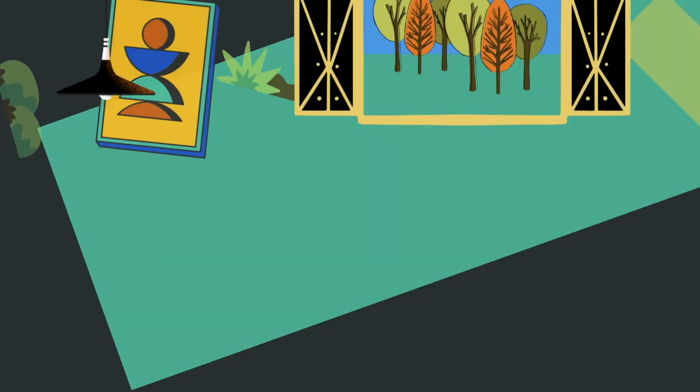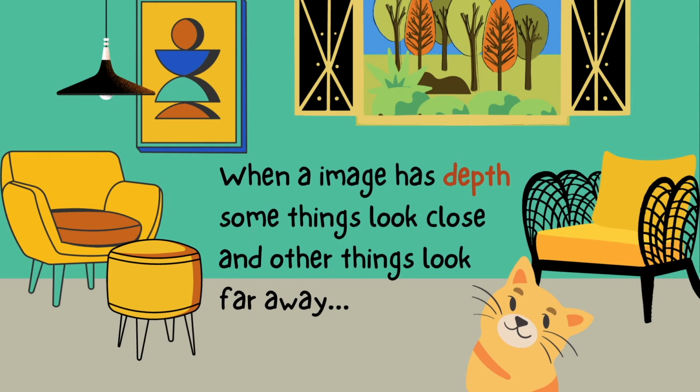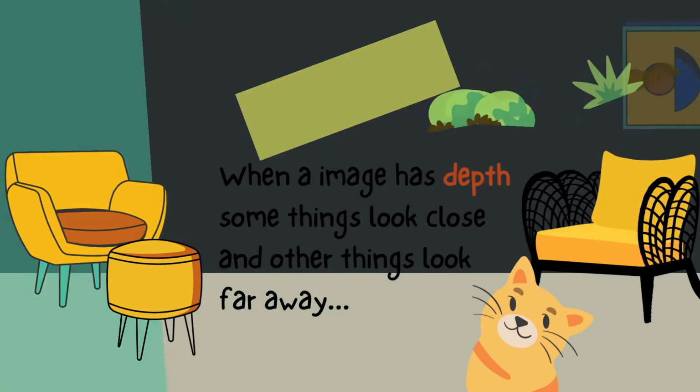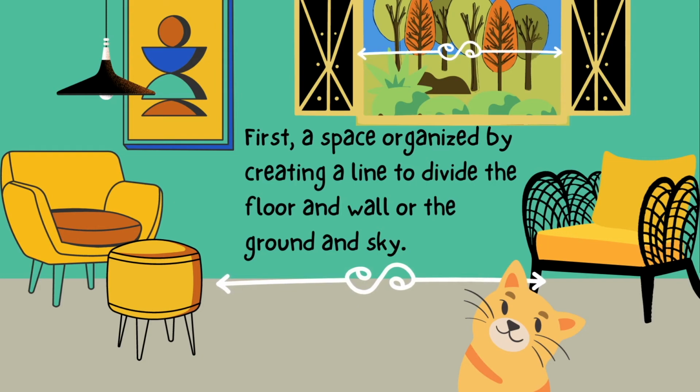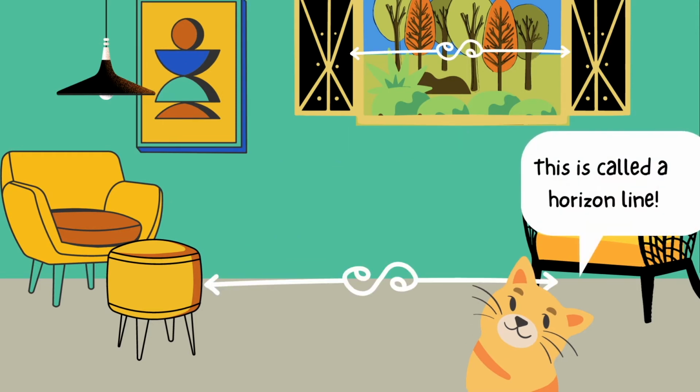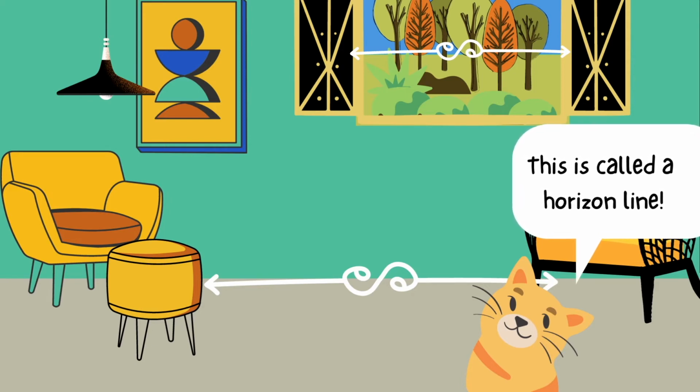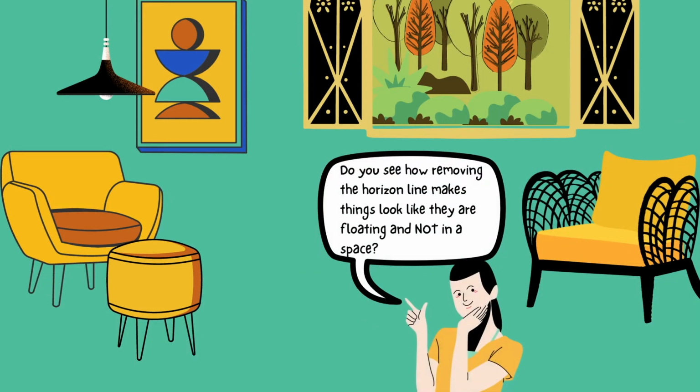Finally, let's talk about close and far, or depth. When an image has depth, some things look close and other things look far away. First, a space is organized by creating a line to divide the floor and the wall, or the ground and the sky. This is called a horizon line. Do you see how removing the horizon line makes things look like they are floating and not in space? Looks kind of weird.